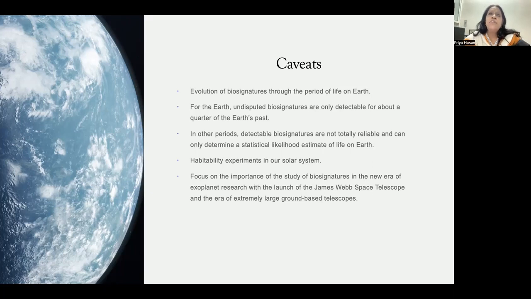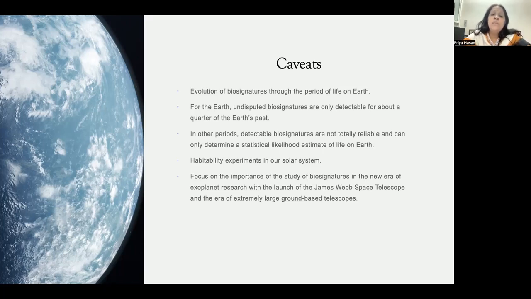And therefore, if you actually look for it, there's only a quarter of the Earth's past where you could actually detect biosignatures, right? And in other periods, detectable biosignatures, they could be there, but they're not exactly reliable, and they could be only used to give a statistical likelihood of the estimate of life on Earth. But in principle, they cannot be used as direct indicators of life, right?